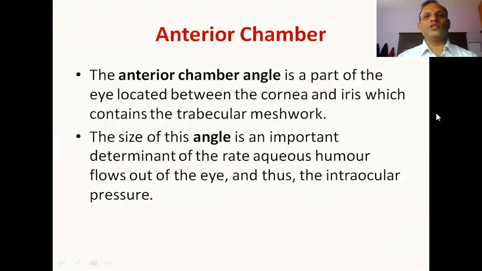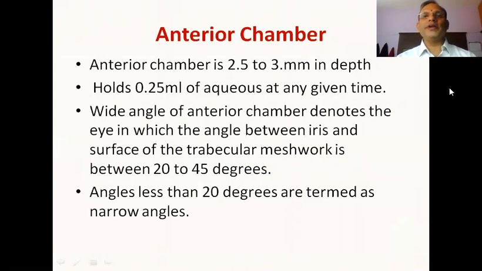Anterior chamber: this is the main structure present behind the cornea. It is the part of the eye located between the cornea and the iris and contains the trabecular meshwork at the angle. The size of the angle is an important determinant of the rate of aqueous flow. If the angle is very big, the aqueous flow is normal, whereas if the angle is very small, the aqueous flow will be defective. The anterior chamber is usually 2.5 to 3 millimeters in depth and holds 0.25 milliliters of aqueous at any given time.